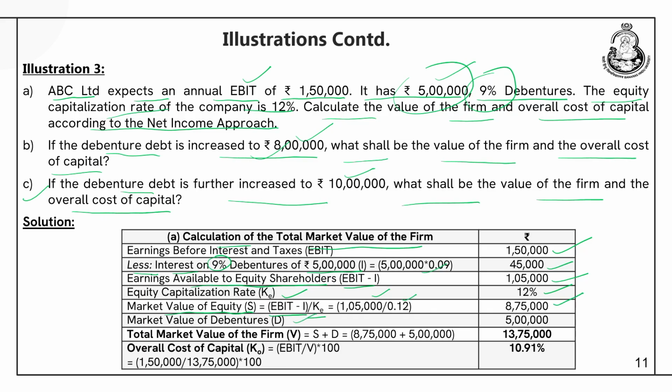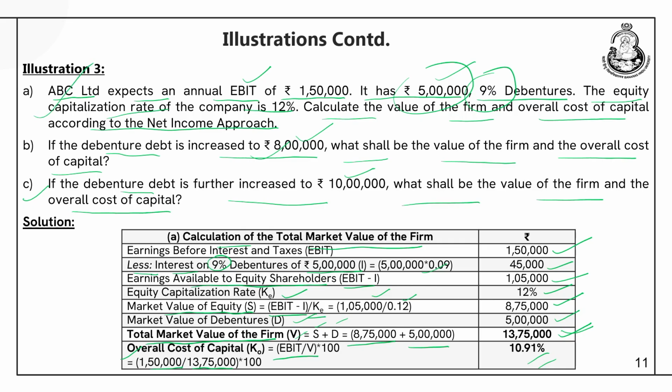Market value of debentures is already given and the firm uses 5 lakhs of debentures. So, you can easily find out the market value of the firm, that is V, by adding S and D, that is 8,75,000 and 5 lakhs, this comes out to be 13,75,000. And you can calculate the overall cost of capital. How? By dividing EBIT by V. EBIT is 1,50,000 and the value of V you have calculated as 13,75,000. So, this comes out to be 10.91%, that is for part A.